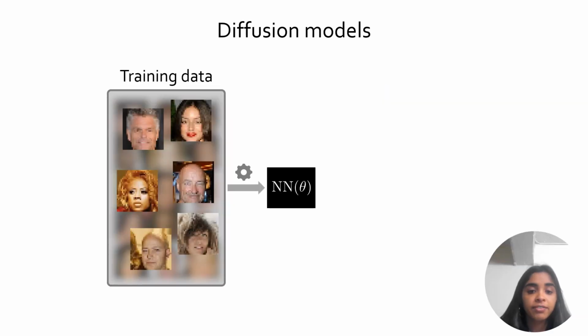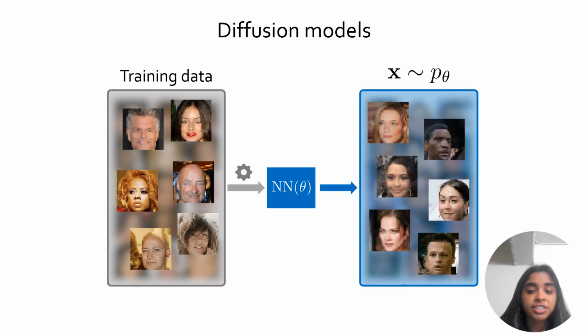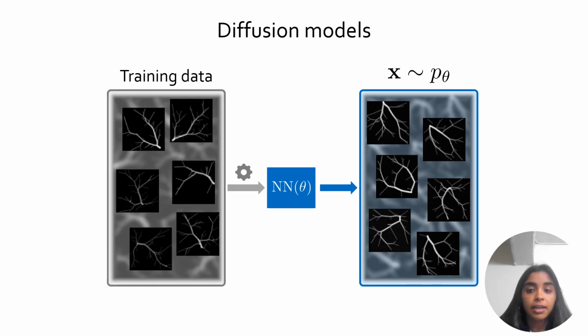At a high level, given a training dataset, we can train a diffusion model to generate images similar to the training data. The generative distribution is denoted by p theta and represents the prior that we would like to incorporate in our inverse problem. In our case, a diffusion model would be trained on synthetic vascular images. Once trained, it would effectively represent a data-driven prior of vascular images.